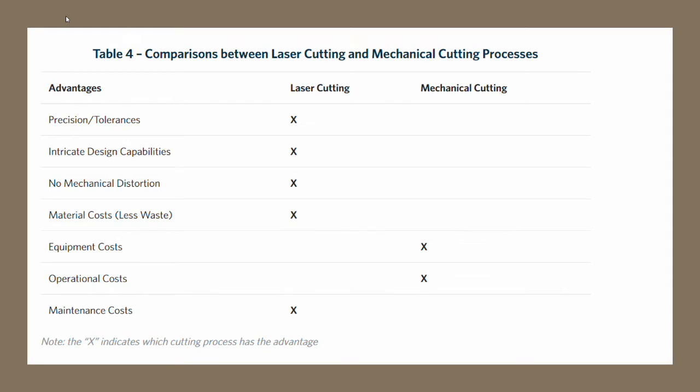Over the advantages and disadvantages of laser cutting compared to mechanical cutting. As you can see, laser cutting is better with precision and tolerances. It's able to cut more intricate, more complex designs. There's no mechanical distortion of the part. There's less waste, less material cost with laser cutting, as well as less maintenance cost. However, mechanical cutting has the advantage in equipment cost and operational costs. This is due to the fact that lasers are expensive and they consume a lot of energy. Therefore, it's just an expensive operation in general compared to mechanical cutting.